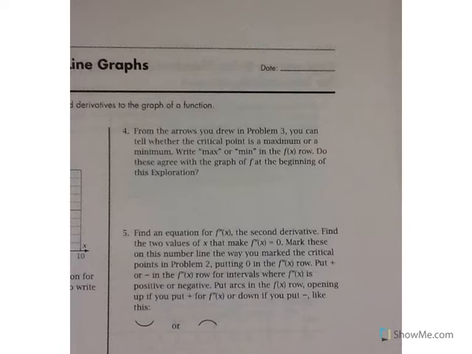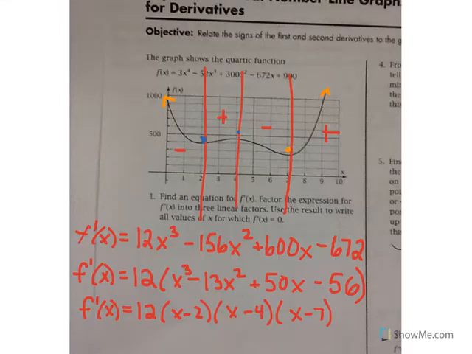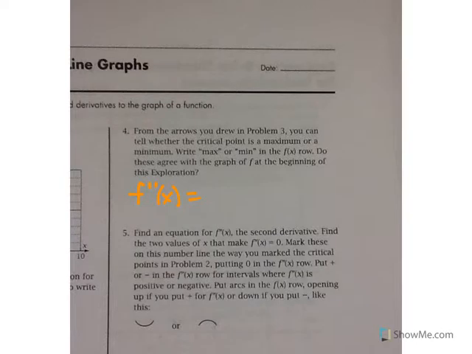Let's now take a look at number 5. It says find an equation for f double prime of x, the second derivative. So I'm going to take the derivative of the first equation, the unsimplified version of it, because otherwise it would be too hard to do. It's going to be f double prime of x equals, and I'm going to take it based on this equation right here. I'm glad to see that negative 672 is going to go away. F double prime of x is going to be equal to 36x squared minus 312x plus 600.